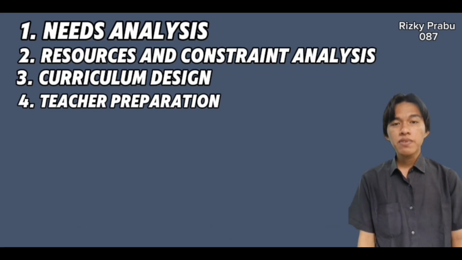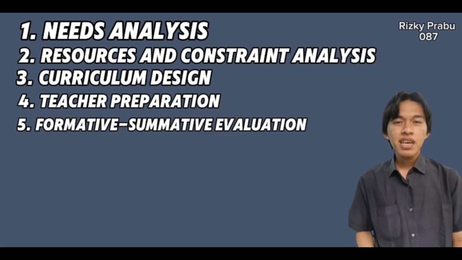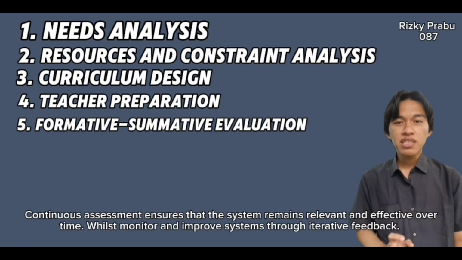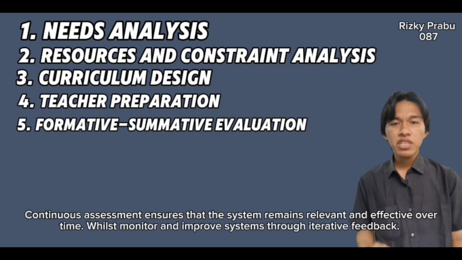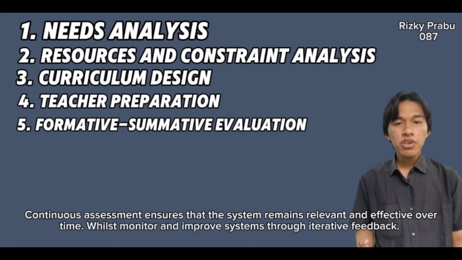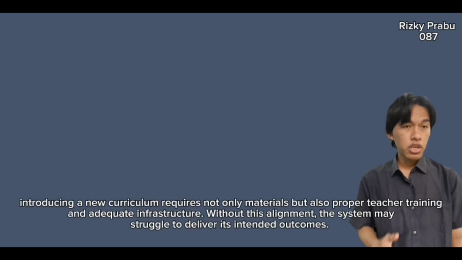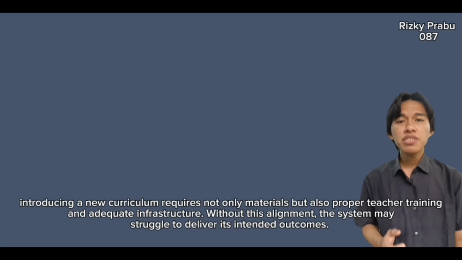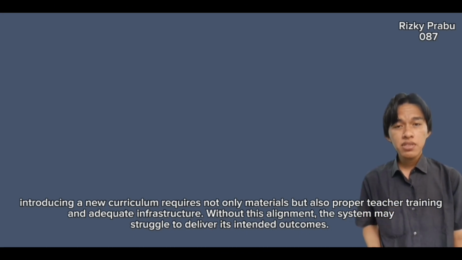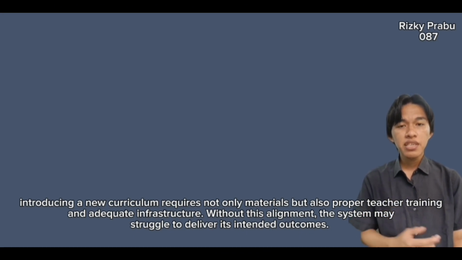And number 5, we have summative evaluations. It is a continuous assessment that ensures that the system remains relevant and effective over time. We'll monitor improved systems through iterative feedback. And one critical aspect of system design is aligning resources with goals. For example, introducing a new curriculum requires not just materials but also proper teacher training and adequate infrastructure. Without this alignment, the system may struggle to deliver its intended outcomes.